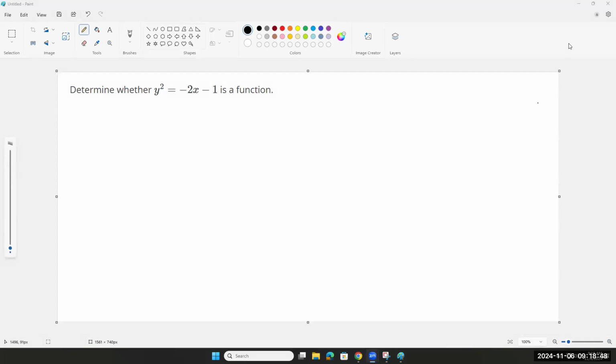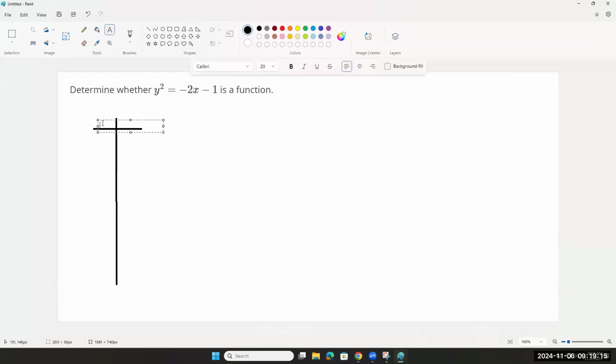Okay, so what we're being asked to do here is to determine whether this equation is a function. So what we're going to do is make a table of values, and then we're going to bring in the definition of what a function is and see if we have a function or not.